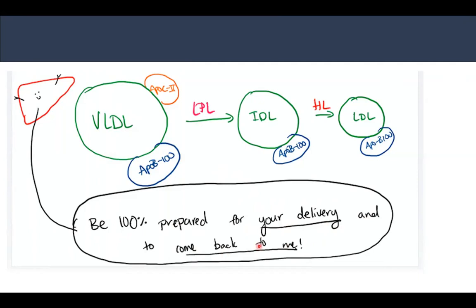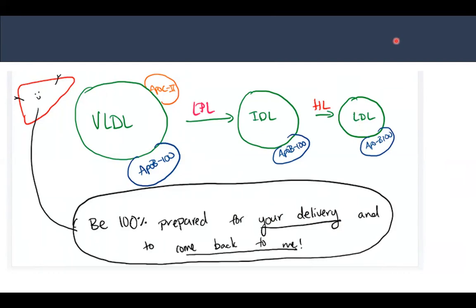The come back to me should remind you that ApoB100 is also useful for the hepatocytes to take up the lipoproteins. The main function I would still say is for delivery, but I do want you to know that ApoB100 can still attach to a hepatocyte and cause the return of the VLDL or the IDL or the LDL back to the liver. So it serves two functions, but I would argue that the delivery is much more important. Does that make sense? Why all three, VLDL, IDL, LDL?